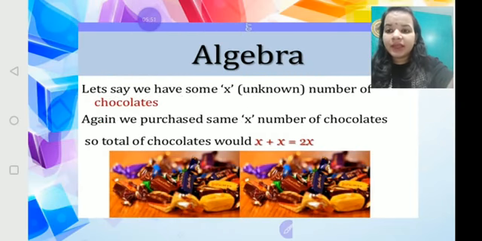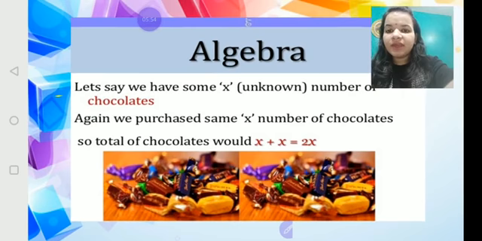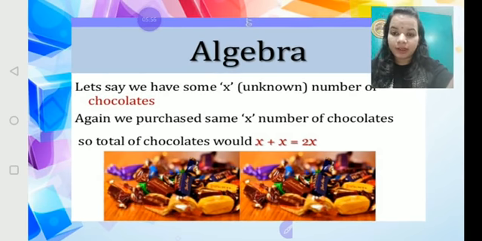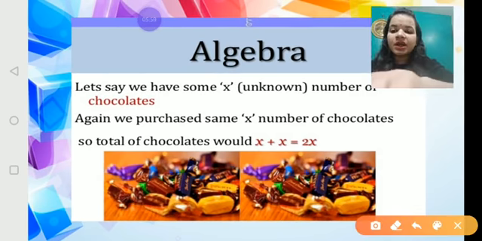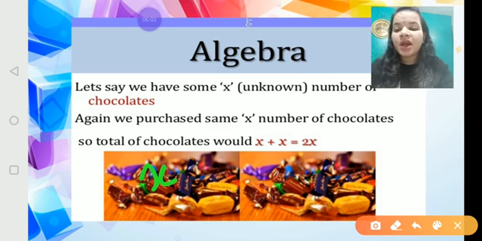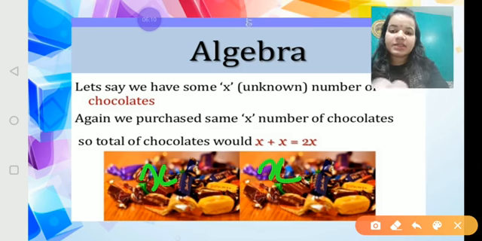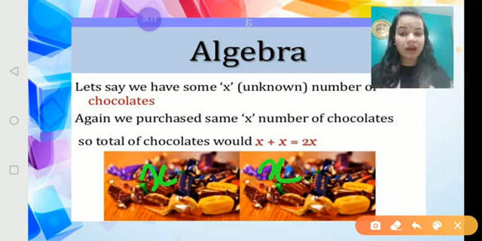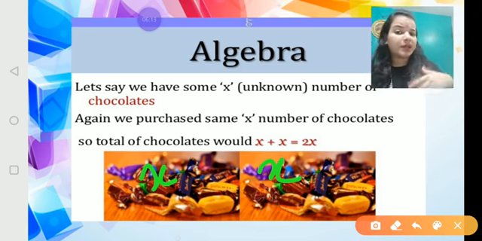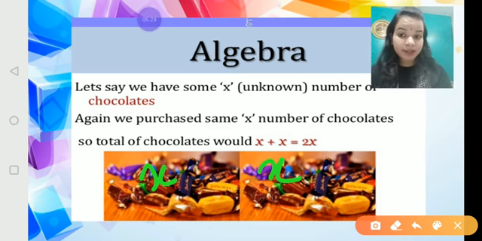Now, taking another example, let's say we have x number of chocolates. Here in this figure you can see, suppose this is your x number of chocolates. Okay, again we purchased the same x number of chocolates. I don't know how many chocolates you have purchased. It can be 5, it can be 10, it can be 20, any. So I am supposing that you have purchased x number of chocolates. Okay, again you purchased the same number of chocolates, that is x.